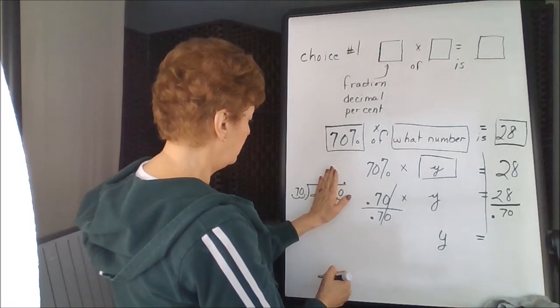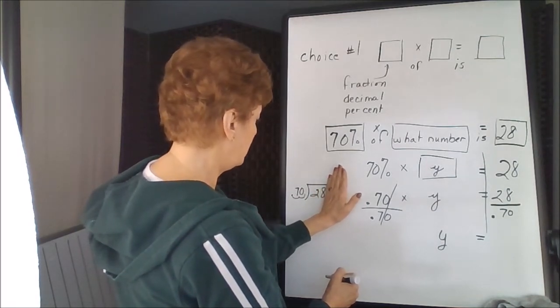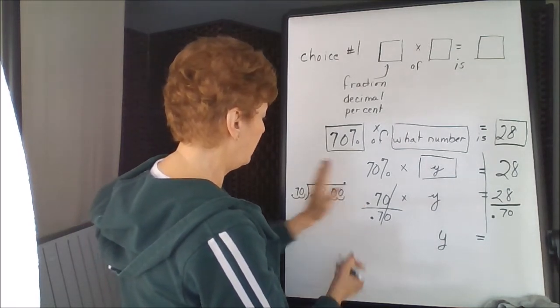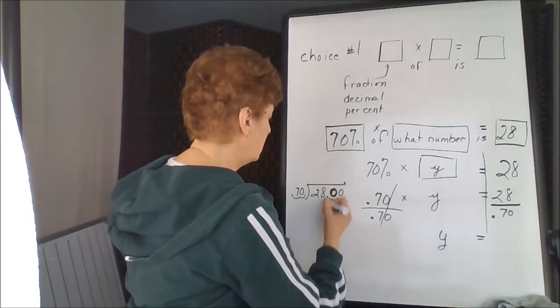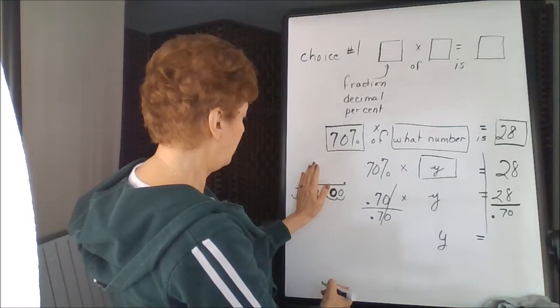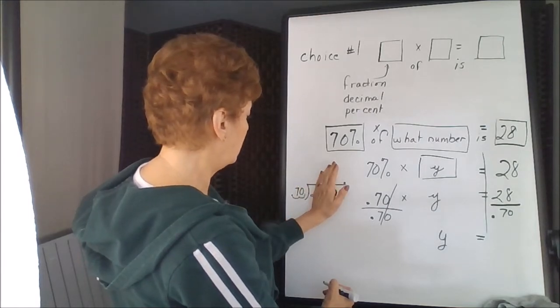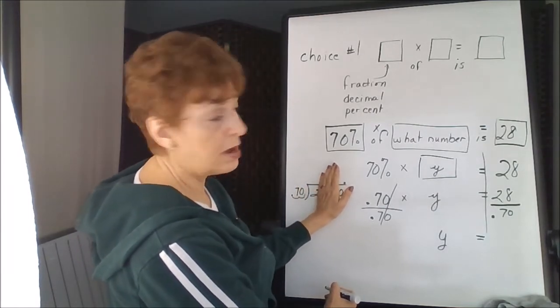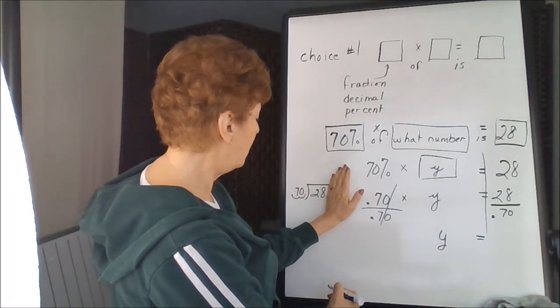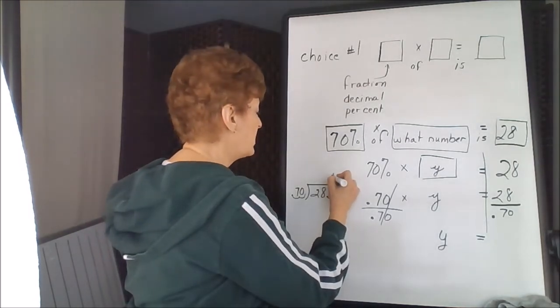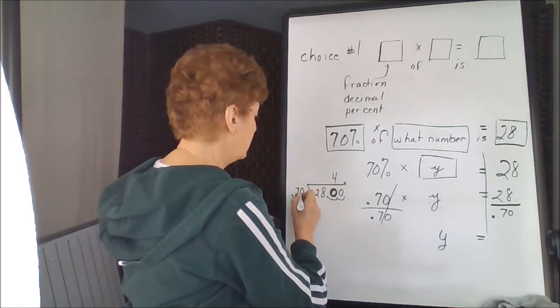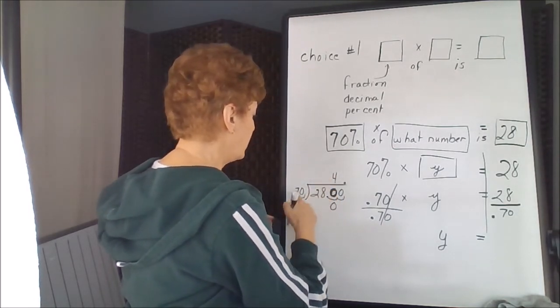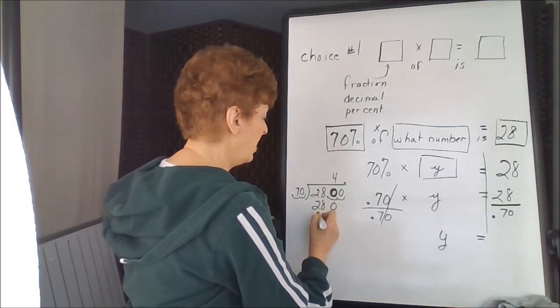70, well, 2 is too small. 28 is too small. The very first number that we're going to put down is over this 0. For thinking process, we're going to do 7 goes into 2. That's too small. 7 goes into 28 4 times. And the 4 is placed over the darkened number. 4 times 0 is 0. 4 times 7, 28. It worked out evenly.